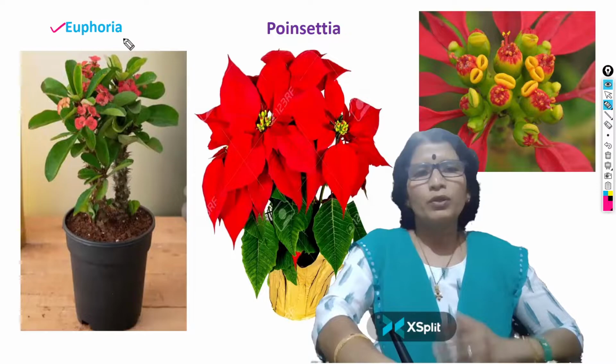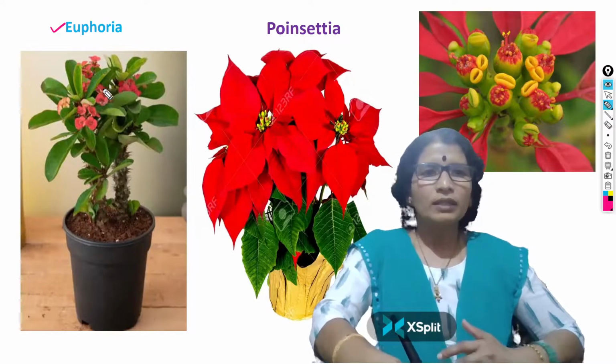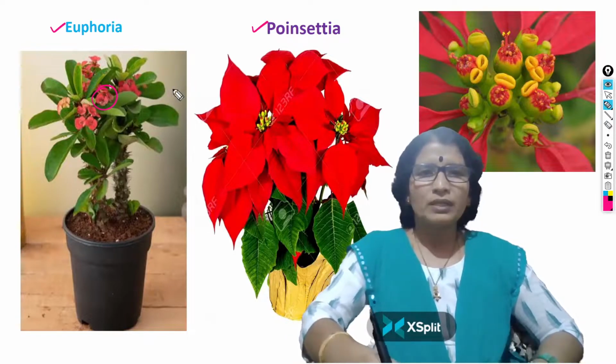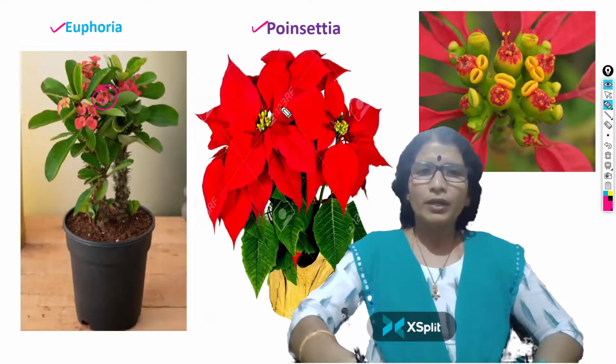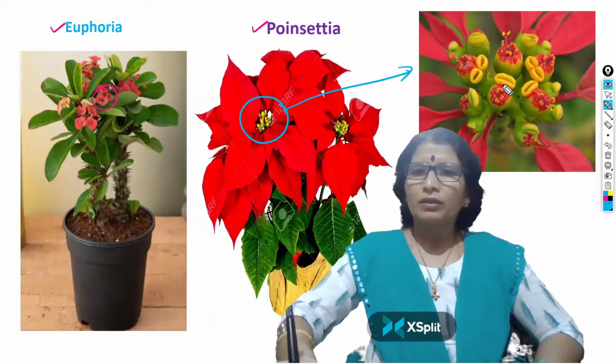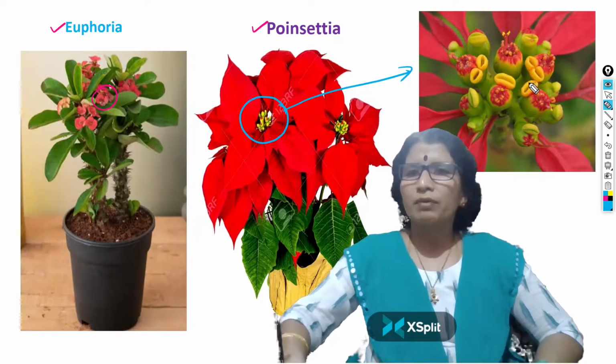But in Euphorbia you cannot see the cyathium inflorescence clearly. That is why I took poinsettia. In a nursery you can usually see these 2 plants. In poinsettia you can see at the tip of the stem a group of cyathium inflorescences. When we see the diagram clearly, these are the number of cyathium inflorescences.